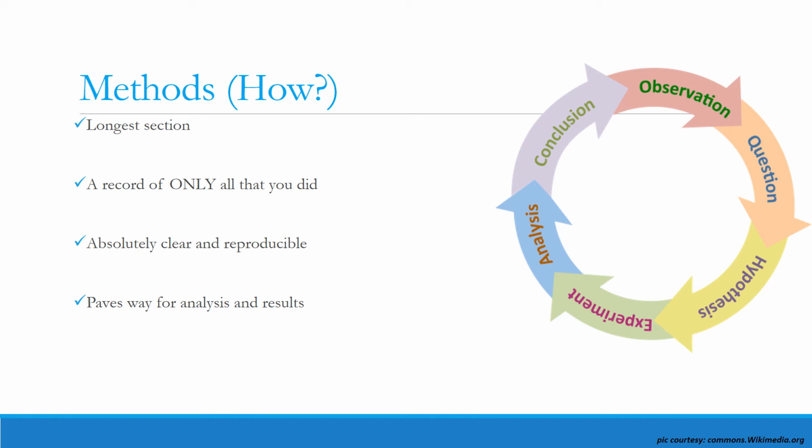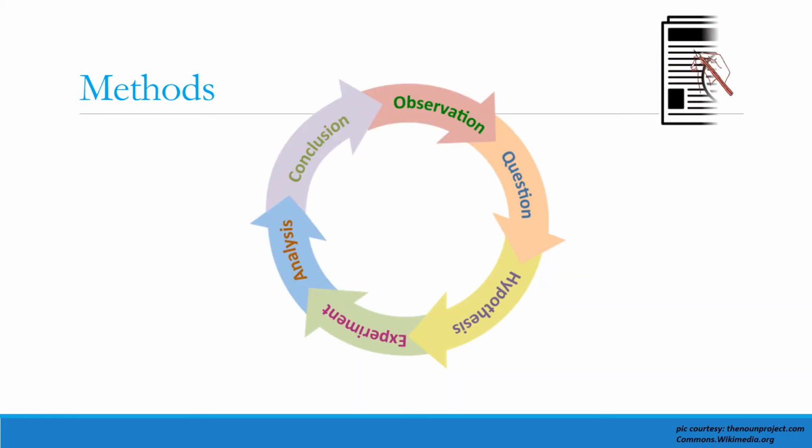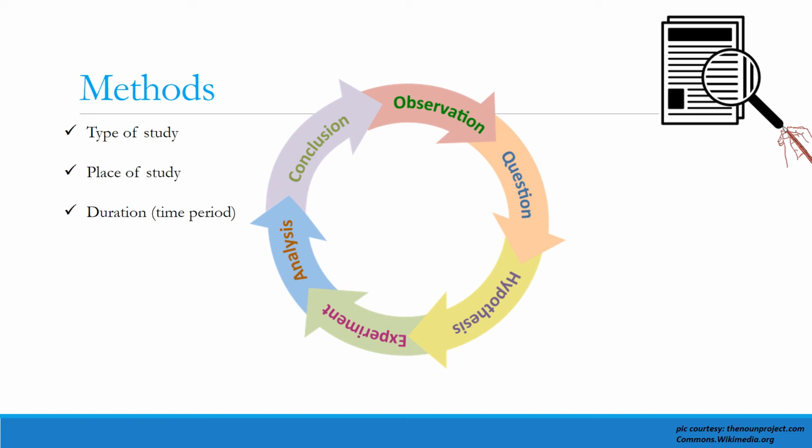Methods pave the way for analysis and result, and it is understood that one must be humane while doing the research and must be clear and explicit while publishing it. In short, the methods must include the type of study, that is whether observational, experimental, prospective, retrospective, etc. Place of study, duration along with the time period, that is if you specify 1 year, then you have to specify from which month, which year. For example, say January 2020 to December 2020. So this will be 1 year.